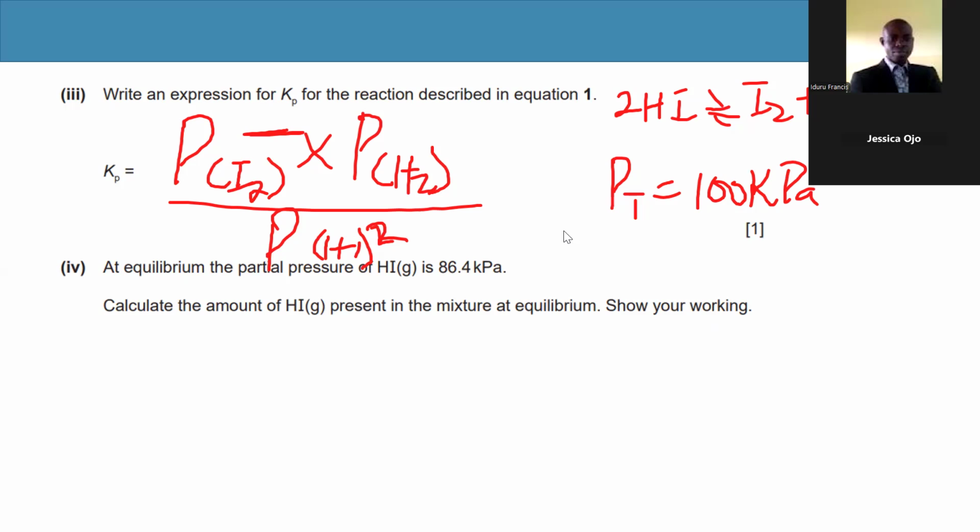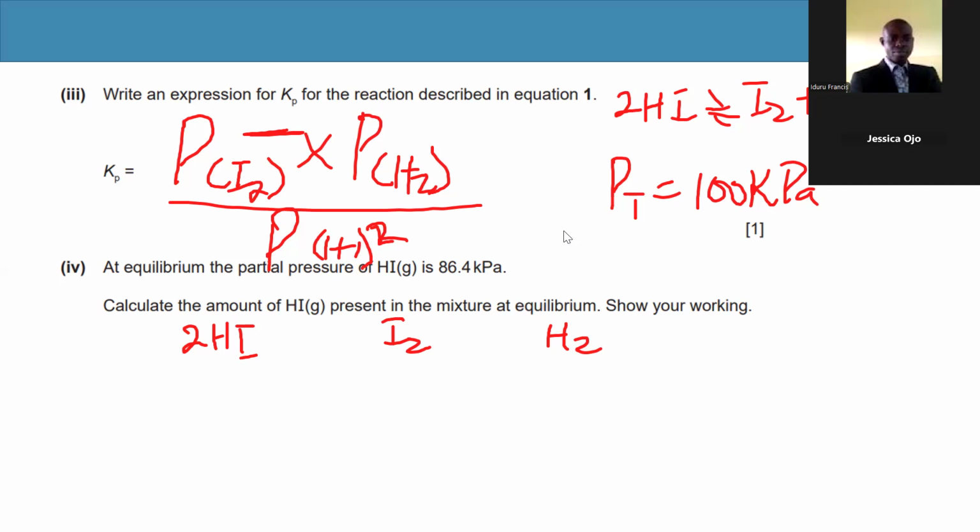But for your AS, if you want to make things organized for yourself, you do your ICE table. If you do your ICE table, you will be able to get things organized. So if you do your ICE table, 2HI, and we have I2 and also H2.